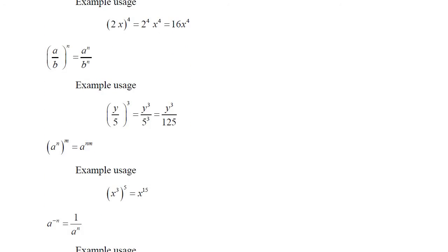The next property here, I have a fraction raised to an exponent, a over b raised to the n exponent. This is equal to a to the n over b to the n. An example usage of this would be y over 5 raised to the exponent of 3. That's going to equal y to the 3rd over 5 to the 3rd, so they both get the exponent of 3, and that gives me y to the 3rd over 125.